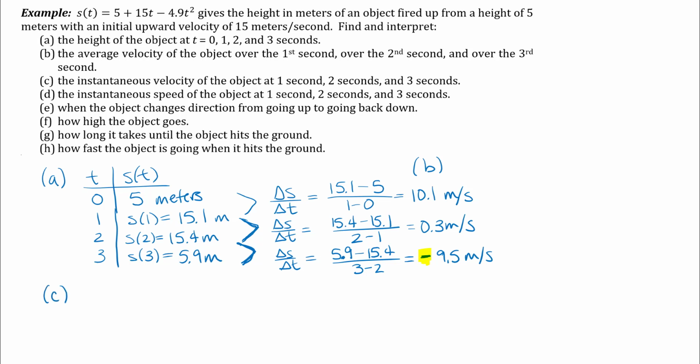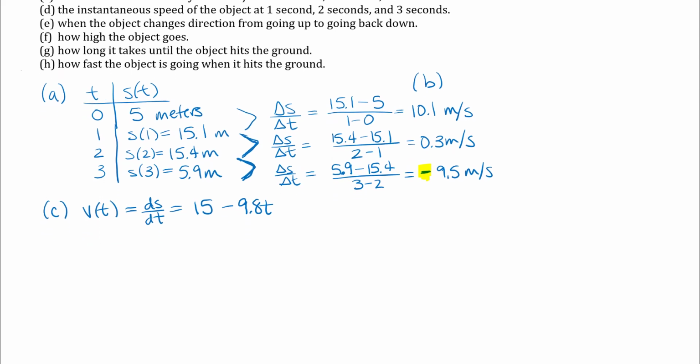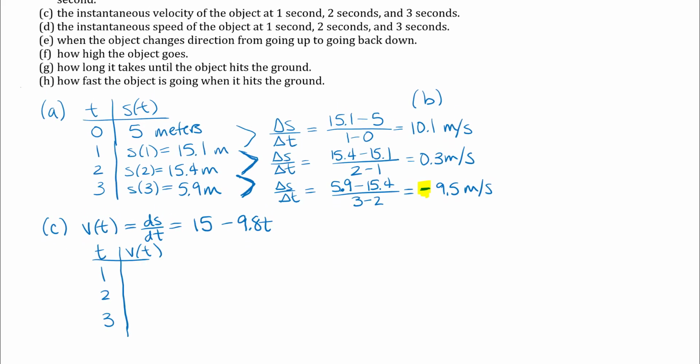So those are derivatives. So for part C, the instantaneous velocity, sometimes we write that as v of t, that is the derivative of our position function, so ds/dt or s prime of t. And so when I find that derivative, I get 15 minus 9.8t. And then I want to evaluate that at t equals 1, 2, and 3 as well. So we'll make a little chart here. Okay, so I'm just going to plug t equals 1, 2, and 3 into my velocity function, which is the derivative of the height function.